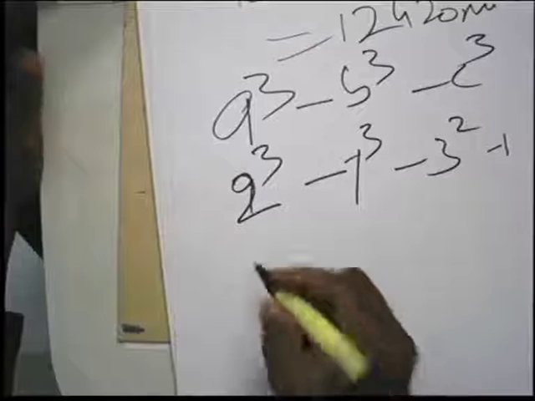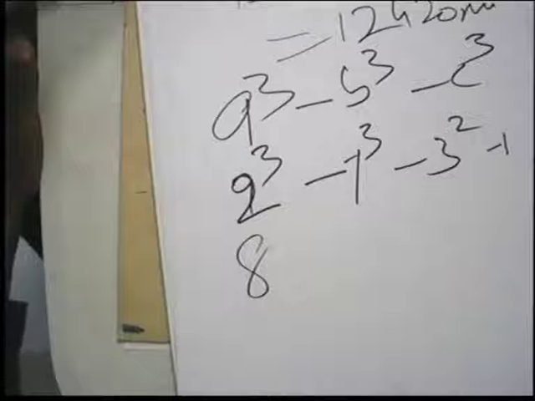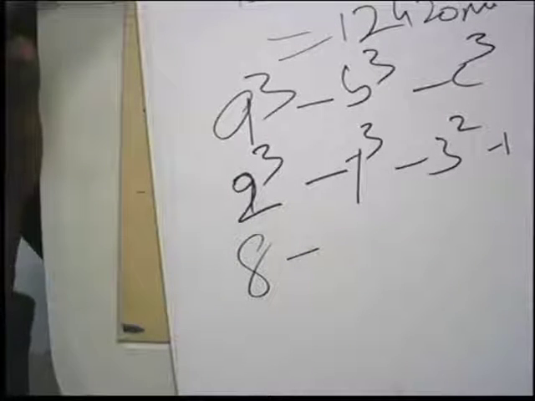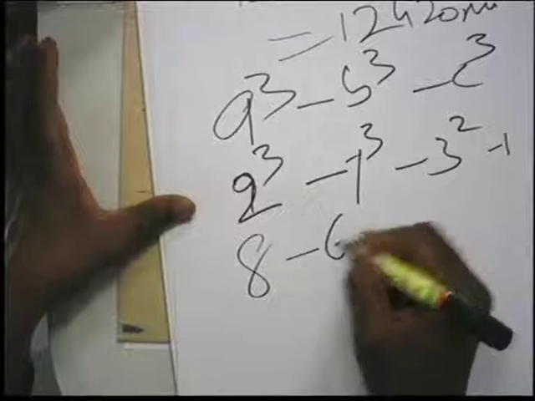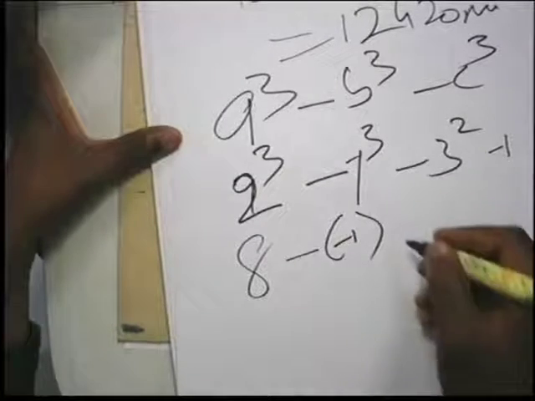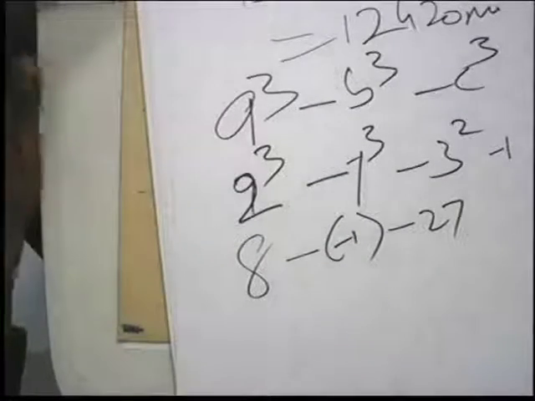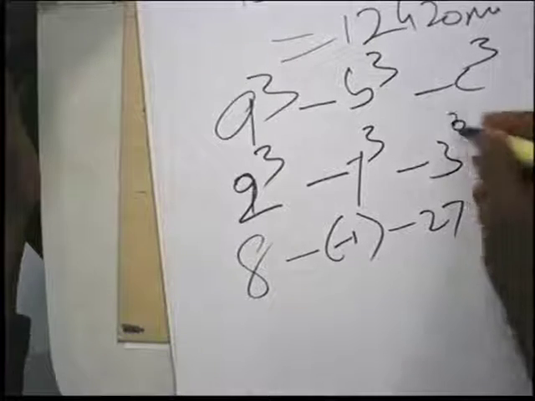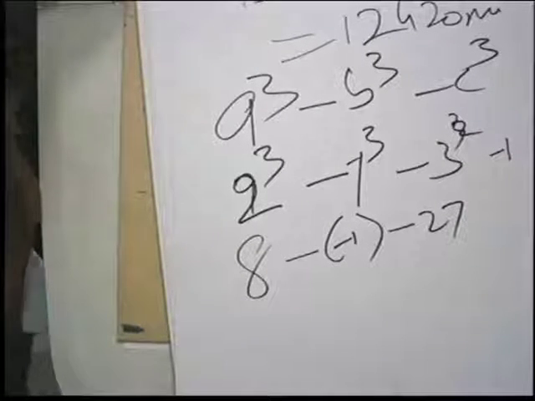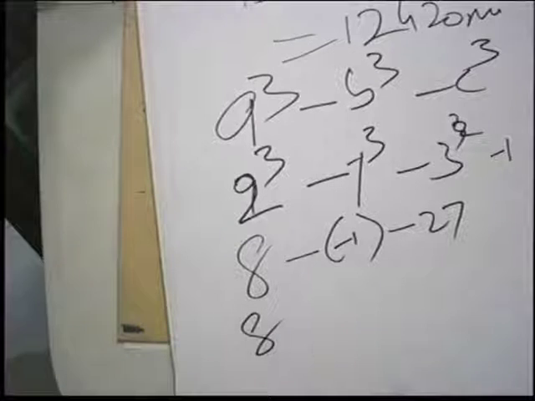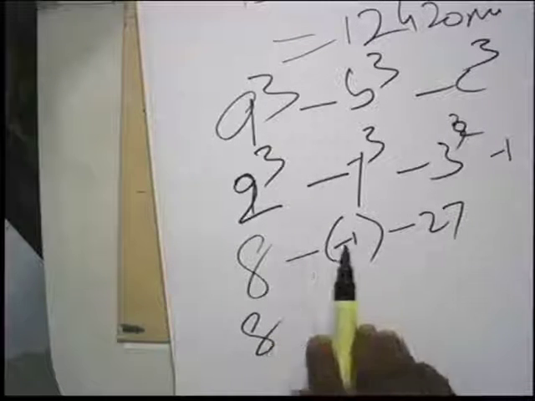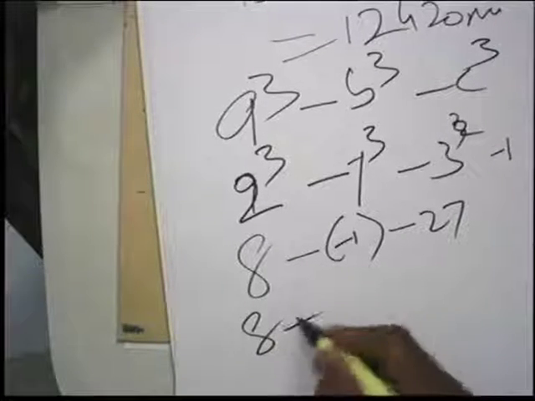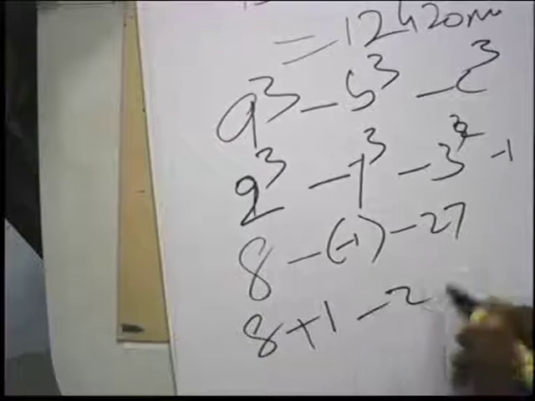So 2 raised to the power 3 is 8, that is 2 by 2 by 2. Minus 1 raised to the power 3 is minus 1, minus, minus 1. Then minus 27, 3 raised to the power 3, 3 cubed. Now, it will be 8 minus, multiplied by minus, plus 1 minus 27.